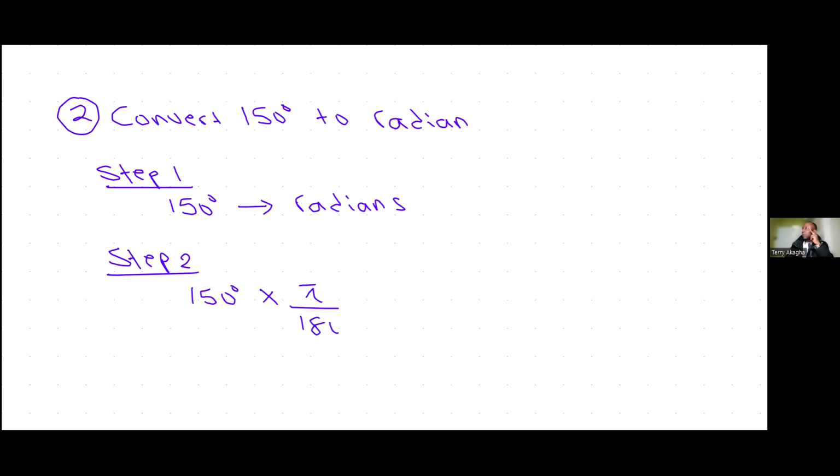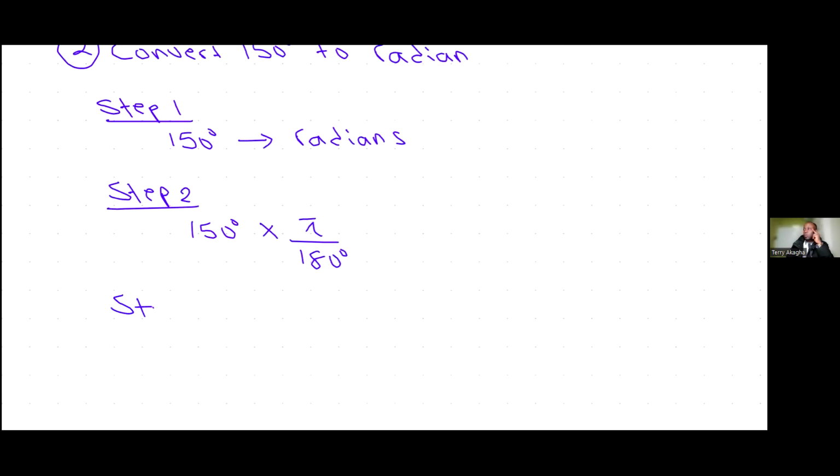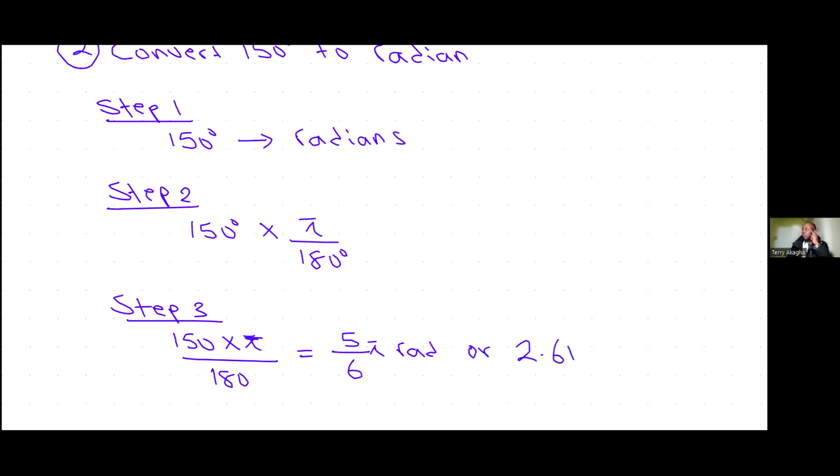Then step 3, because we have it over pi over 180, we now simplify. So it's going to be 150 multiplied by pi divided by 180. When you press your calculator for this, it's going to give us 5 over 6 pi radians, if you just want to have the pi still in the answer, or if you want it in decimal point, it's going to be 2.618 radians. Okay, and that is that.